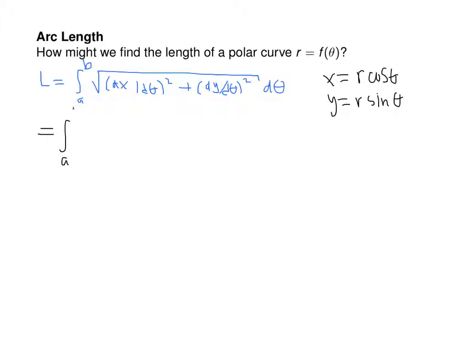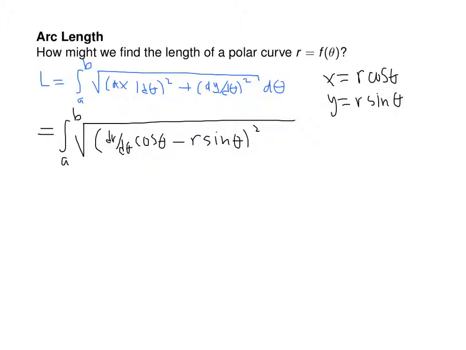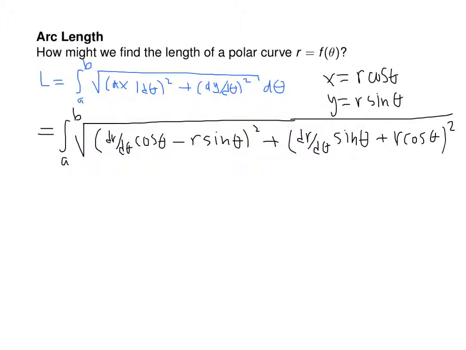So integral from a to b. Now dx d theta will be dr d theta cosine theta minus r sine theta, that quantity squared, plus dy d theta will be dr d theta times sine of theta plus r cosine of theta, that whole thing squared, d theta. And if you expand this all out, it gets really, really ugly.